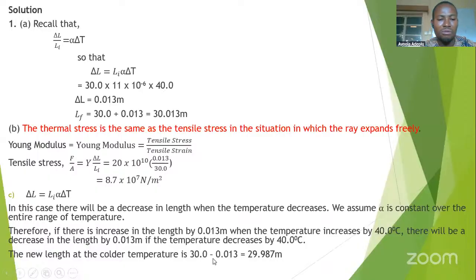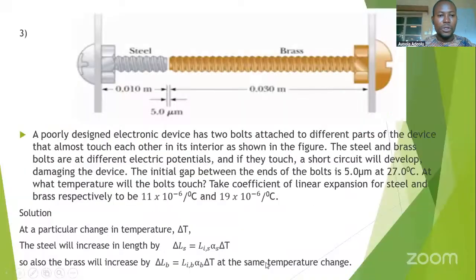So this is very simple. It's only that the temperature drops, so the final length will be shorter than the original length. Sorry, somebody is disturbing with a call. So that's why I have 29.987. So let's look at this question again.